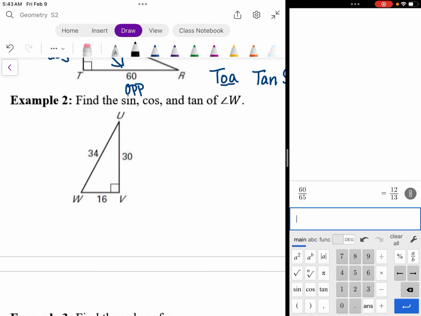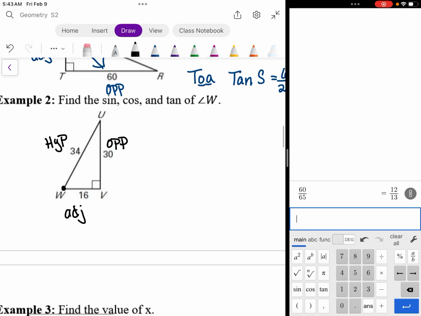For this problem, we're going to find the sine, cosine, and tangent of angle W, which means 30 is our opposite side and 16 is our adjacent side. Our hypotenuse would not change no matter which angle we were using, so we're going to have our hypotenuse as 34. Sine is opposite over hypotenuse, and that would end up being 30 over 34. And if we divide those both by 2, we would get 15 over 17 for our simplified answer.